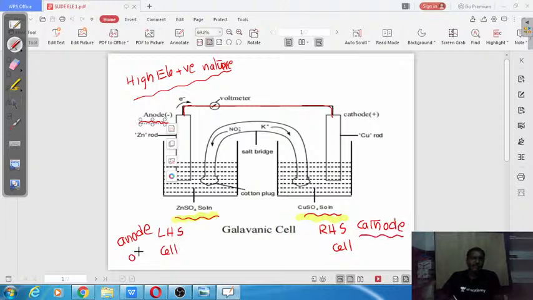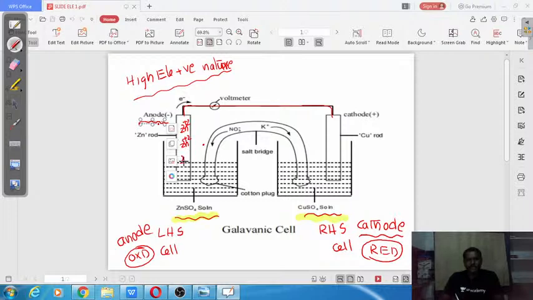Oxidation takes place at the left hand side half cell. That's why it acts as the anode. And reduction takes place at the right hand side half cell. That's why it acts as a cathode. So due to oxidation, zinc metal is converted into Zn+2 ions.